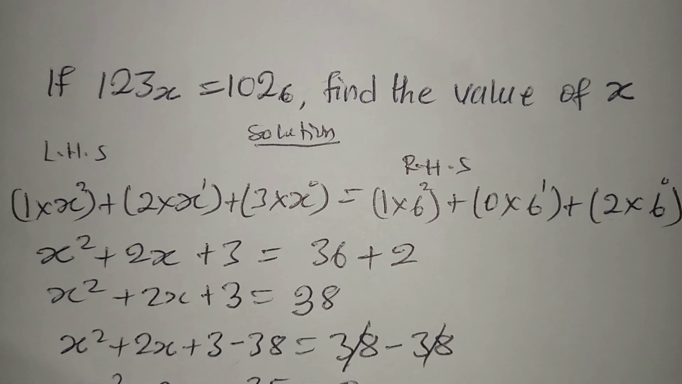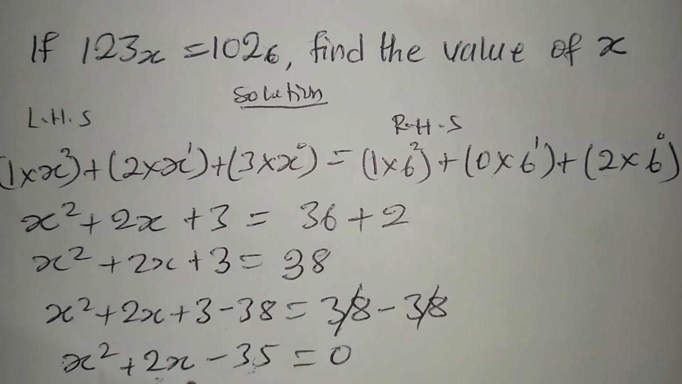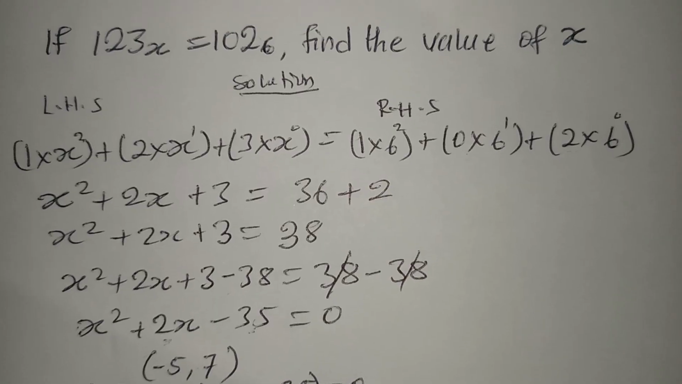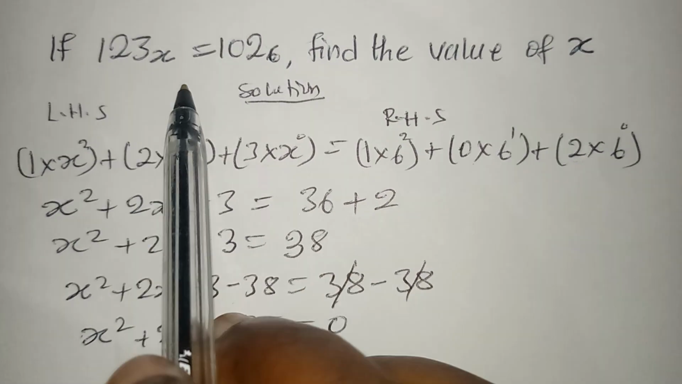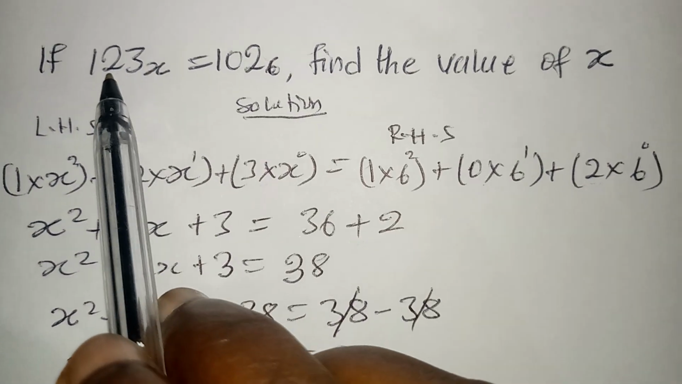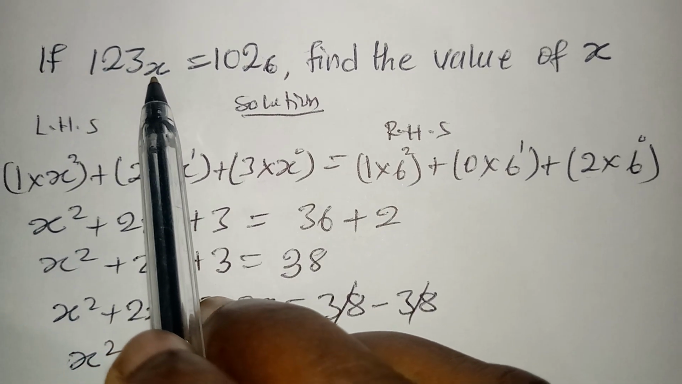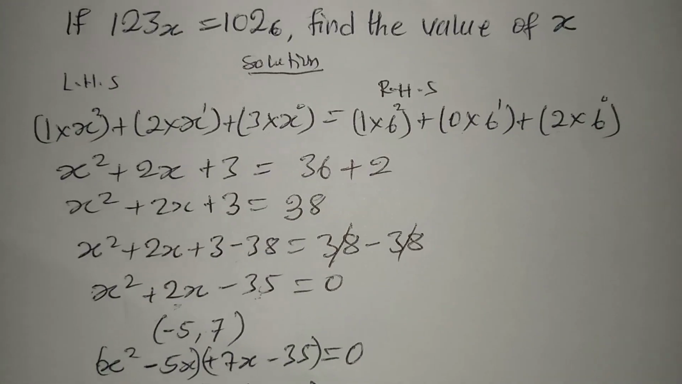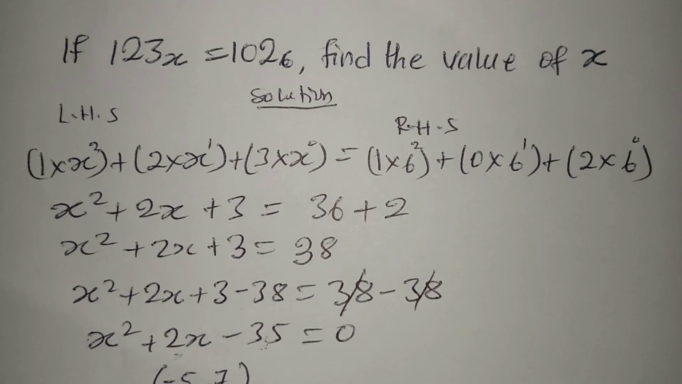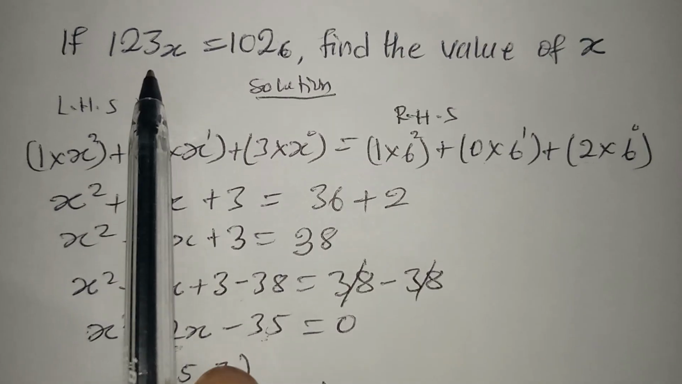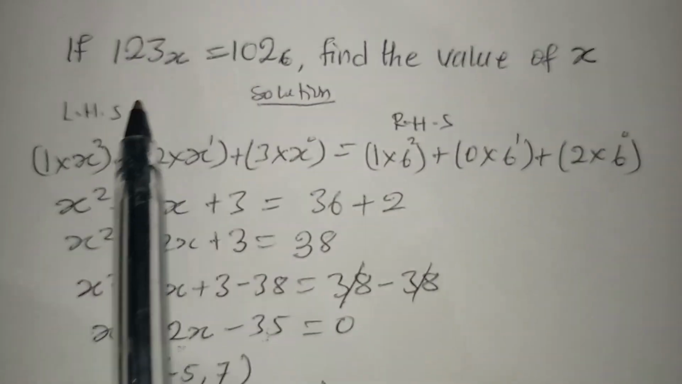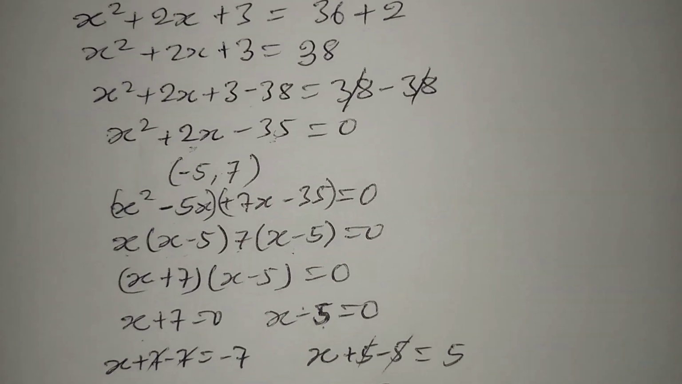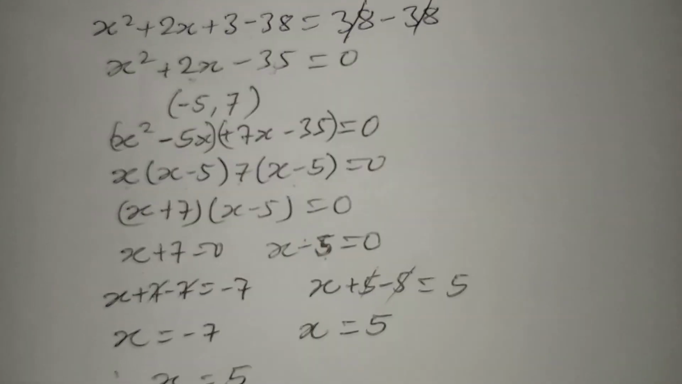So having gone through these procedures, the final result for x is 5. And so it simply means that 123 is in base 5. So this is how to go about this question. You first of all expand this by changing each of them to base 10. Then you go ahead to find the value of x.